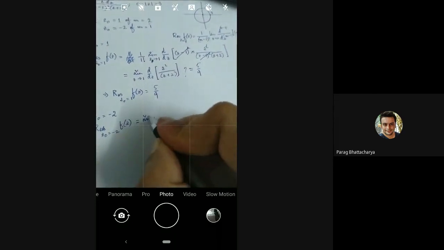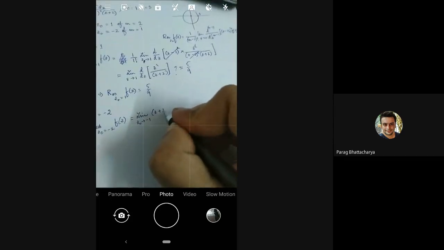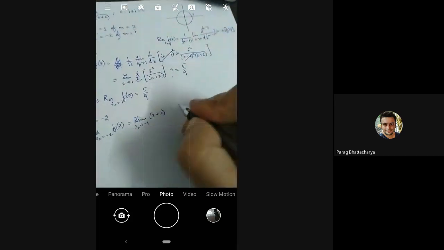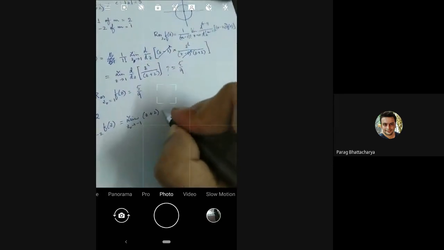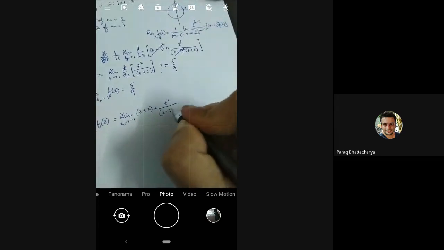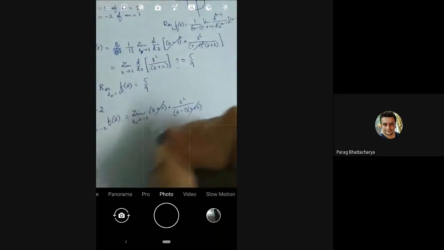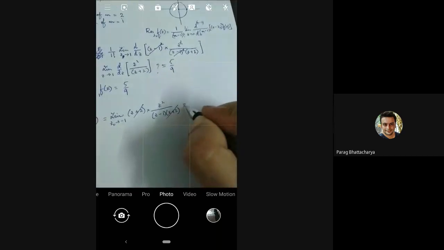So you just use the formula number 1, limit as z tends to -2, z minus z naught, z minus -2 is z plus 2, times the function itself. The function is z squared divided by z minus 1 squared times z plus 2. This will get cancelled. Now all you can do is substitute the value directly here, and this is going to give us the result. We'll get 4/9. You should get 4/9. Okay, this also please verify for yourself.